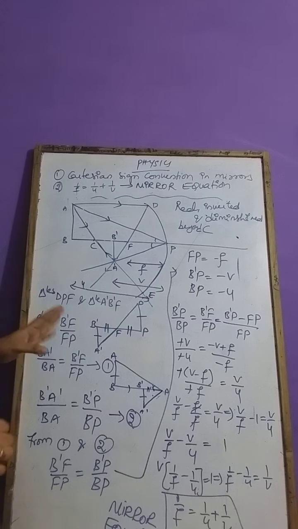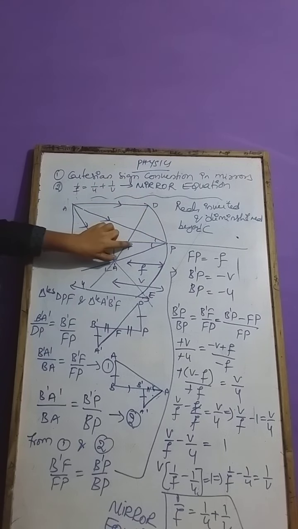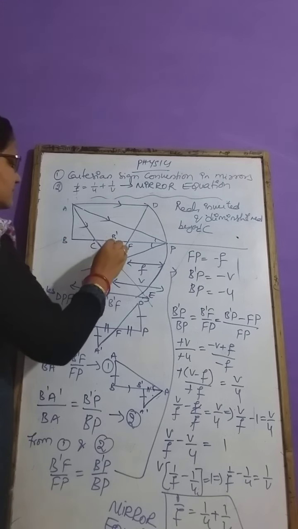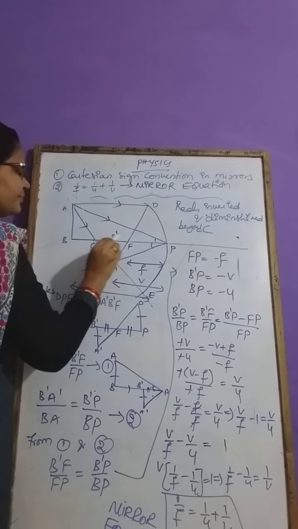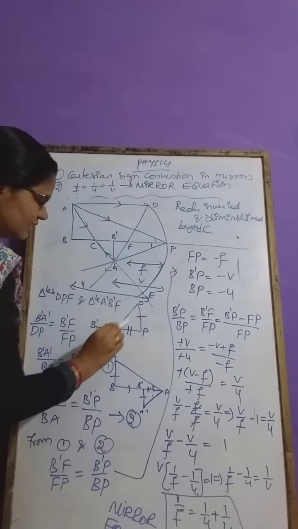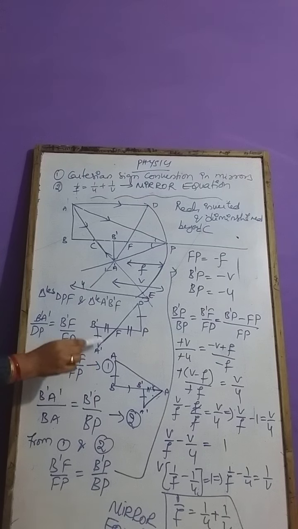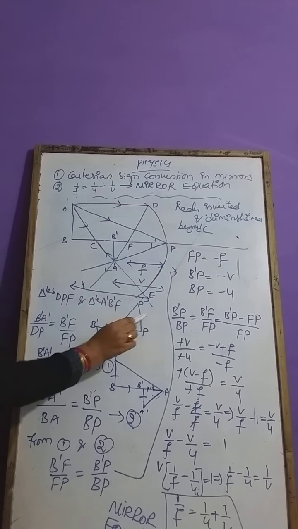Now here we are using the property of similarity of triangles. When two triangles are similar, then the ratios of their corresponding sides are equal. So here we have considered two triangles DPF and A dash B dash F. This is one triangle, this is another triangle. I have drawn the cross section diagram of DPF and A dash B dash F. So the ratio of these two sides is equal to the ratio of these two sides.